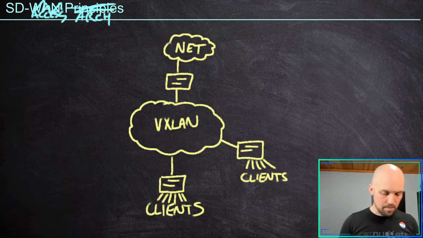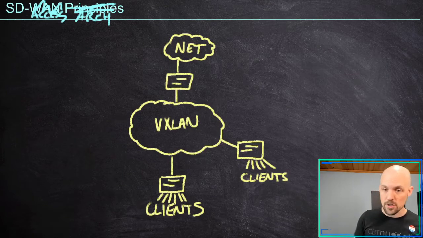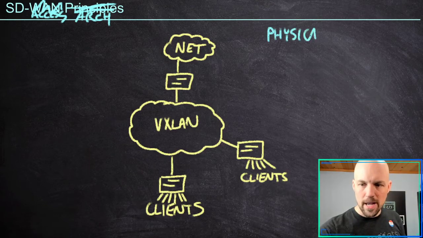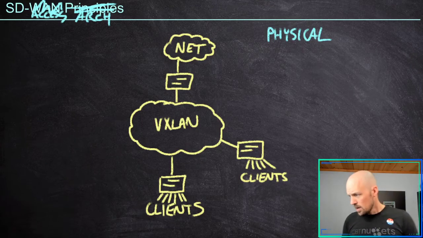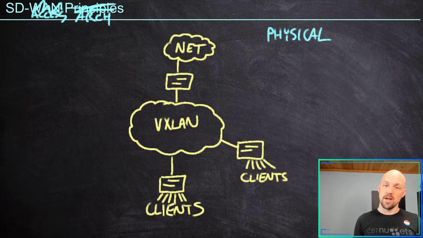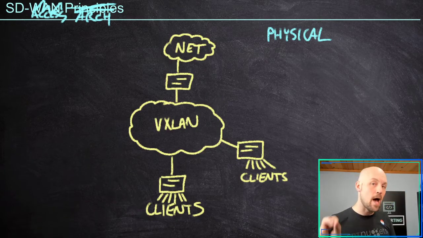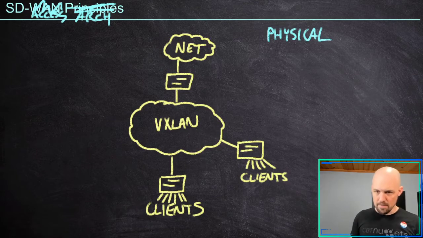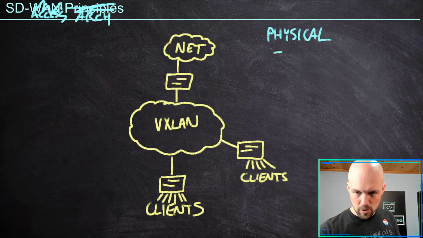The first component of the architecture is going to be the physical layer. When we talk about the physical layer in software-defined access, what we're doing is looking at this network diagram and starting to assign roles to it. We talked about this at a very high level in the last session, but now it's time to dive a little deeper. We have four different roles we need to consider.